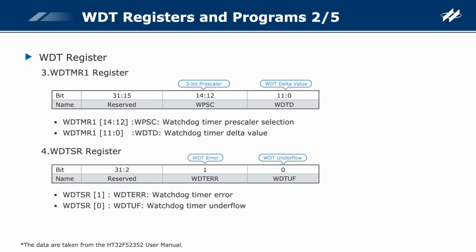The fourth register is the Watchdog Timer Status Register, WDT-SR. If the WDT ERR is set high, this indicates that a watchdog timer error has occurred. If the WDT UF bit is set high, this indicates that a watchdog timer underflow has occurred.